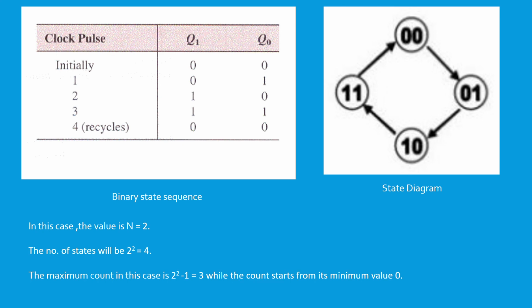The only difference is that it is counting up, starting from value 0 until value 3, whereas the 2-bit down counter counts down. The number of counts will be the same as in the case of the 2-bit down counter. It means it will count 4 numbers: 0, 1, 2, 3.